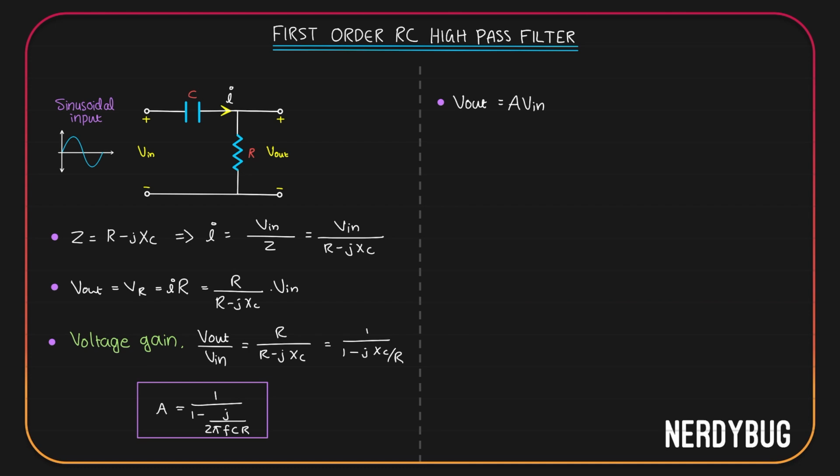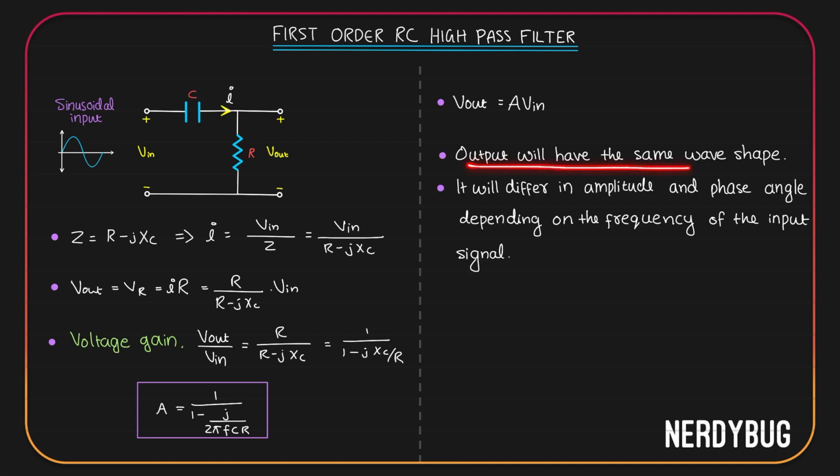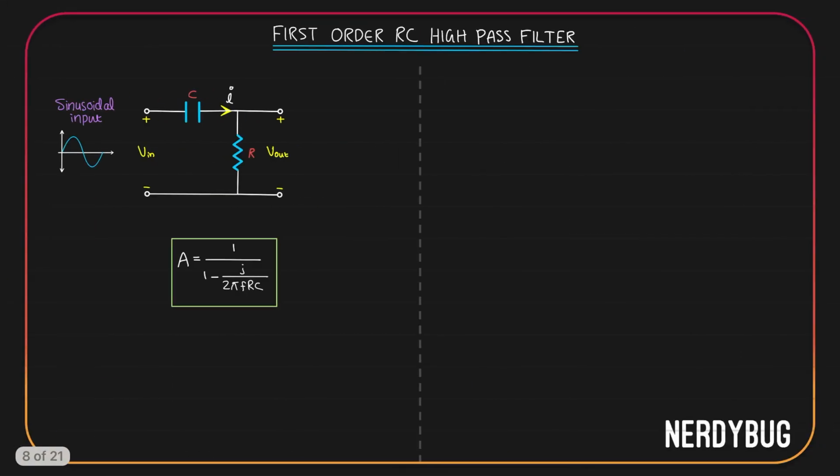Let us write it down this way. Output will have the same wave shape, but it will differ in amplitude and phase angle depending on the frequency of the input signal. Depending on their frequencies, different input signals will experience different gains. So we got the expression for gain of the high pass filter. It is 1 divided by 1 minus j by 2 pi FRC. Gain depends on the frequency of the input signal.